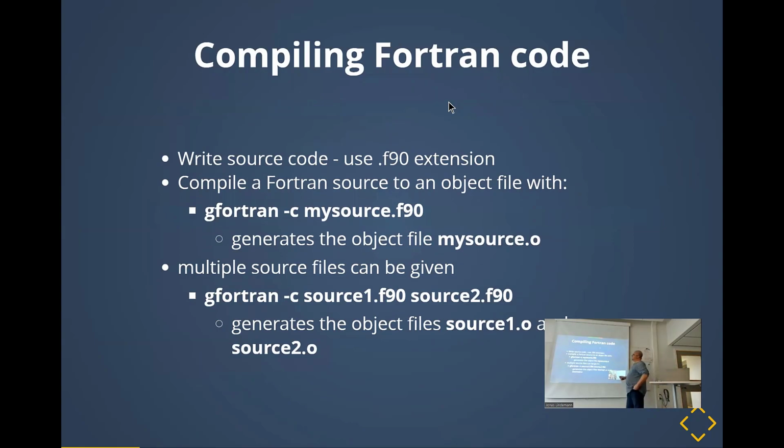If you want to compile, you can write source code and use the .f90 extension. Then the compiler will expect a free-form source code file. You can compile an object file using the following command: gfortran -c mysource.f90, with gfortran calling the compiler and -c for compile. That will produce an object file called mysource.o with unlinked machine code. You can use multiple source code files, gfortran -c source1.f90 source2.f90, and that will create two object files at the same time.